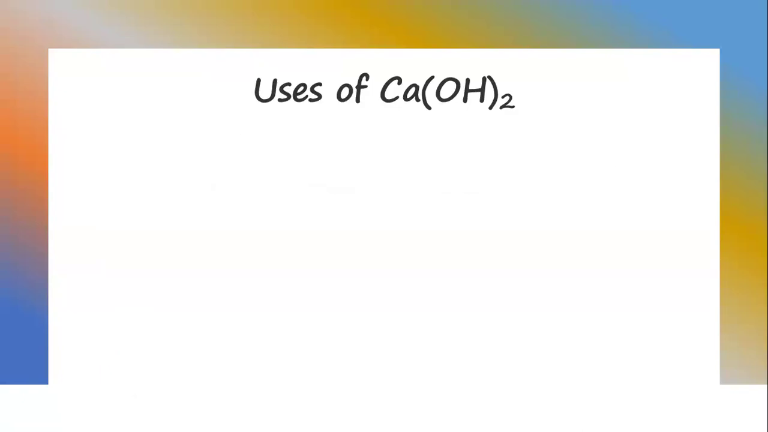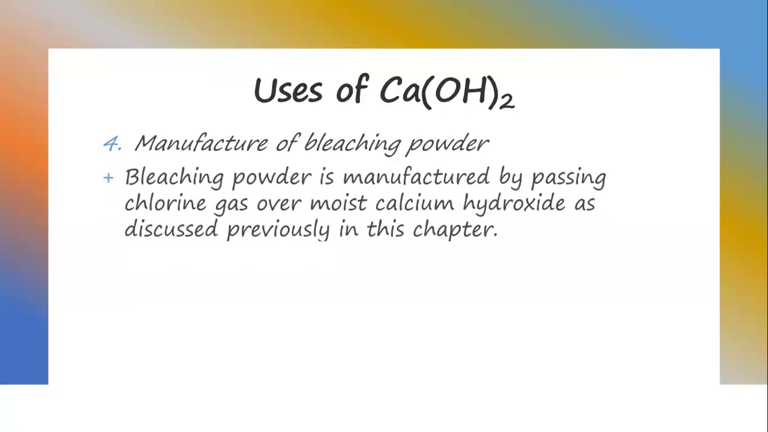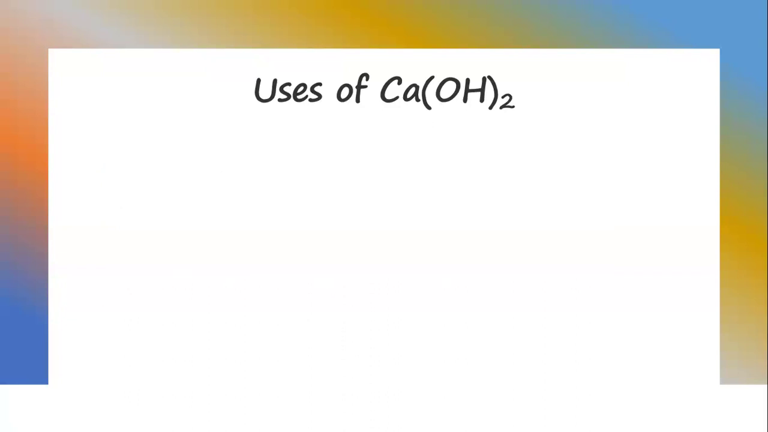The other use is the manufacture of bleaching powder. The bleaching powder is manufactured by passing chlorine gas over moist calcium hydroxide, as discussed previously in the other chapter. This chapter discussed the bleaching process. So that's the other use of calcium hydroxide.